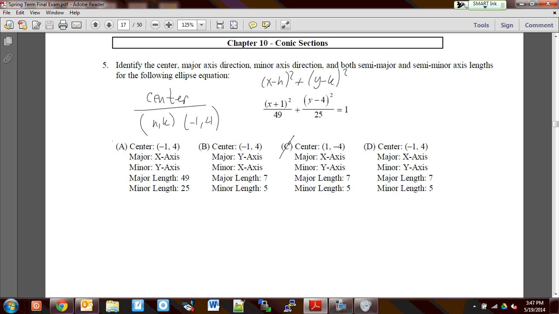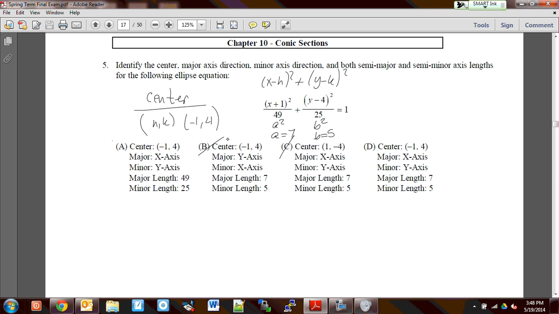Well, all we can rule out is c. Now, this 49 here is a squared, and this 25 is b squared. So a is simply the square root of 49, which is 7, and b is the square root of 25, which is 5. Now, since a is larger than b, that means x is your major axis. So we can rule out this one. That means x is your major axis.